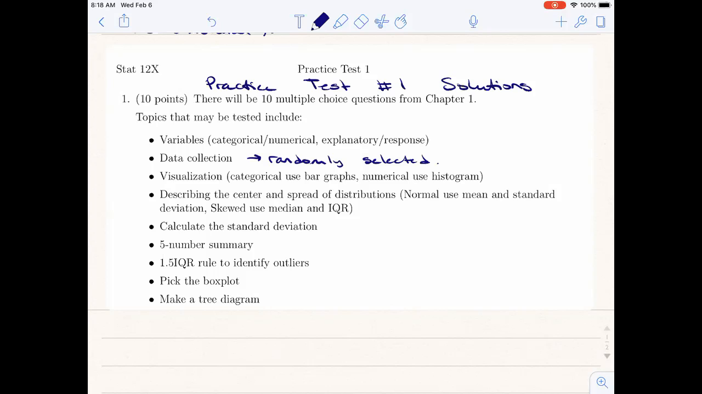For the visualization, that'll depend on what you decided this variable was. If you've decided that this is a categorical variable, then to visualize it, you should use a bar graph. If you've decided this is a numerical variable, then you should use a histogram.